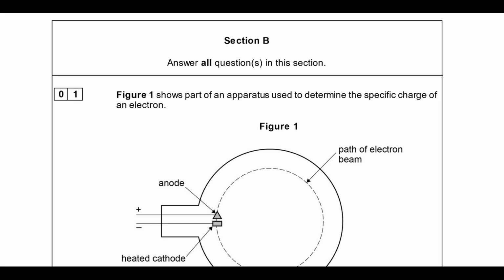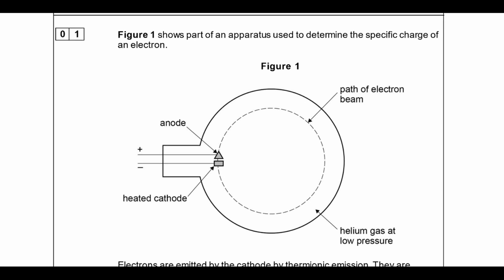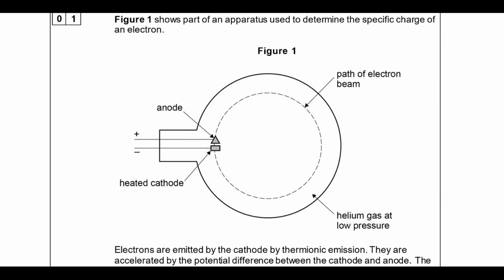Alright, so in this video I'm going to take a look at the turning point section of paper 3. This is from the second set of specimen papers. So let's get started with the equipment used to determine the specific charge of an electron.